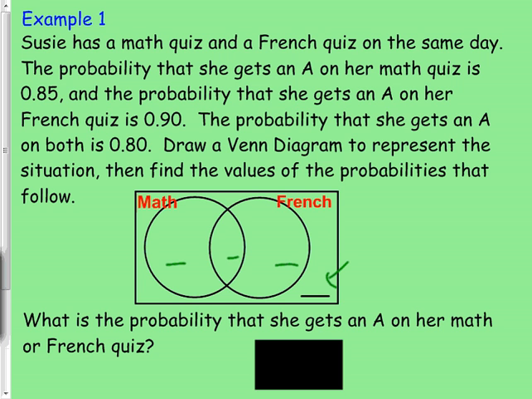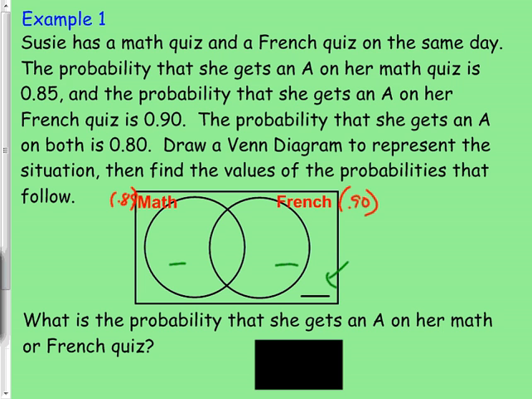So let's see how you did on this one. Susie has a math quiz and a French quiz on the same day. The probability she gets an A on her math quiz is 0.85. All right, can I just put the 0.85 there? No, because the total is 0.85. All right, so I'm going to put the 0.85 somewhere, but I'm going to put it here by the math. Okay. Probability she gets an A on her French quiz is 90%. Okay, 0.90. The probability she gets an A on both is 0.80, and that was a big key.